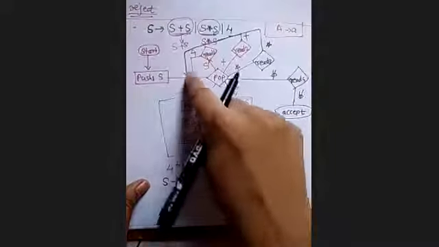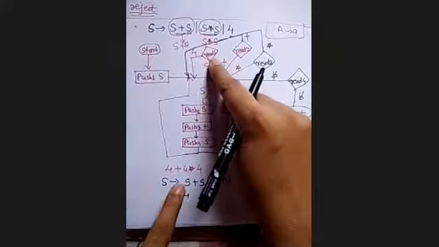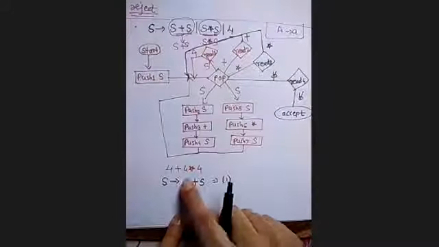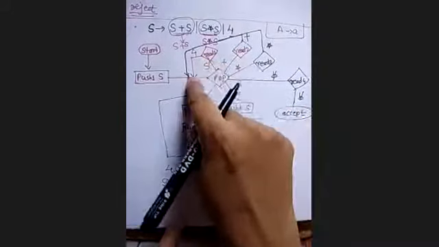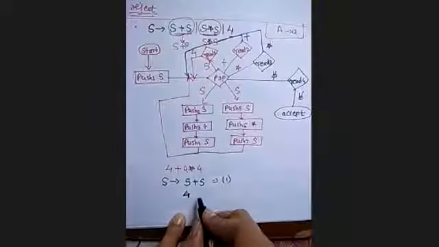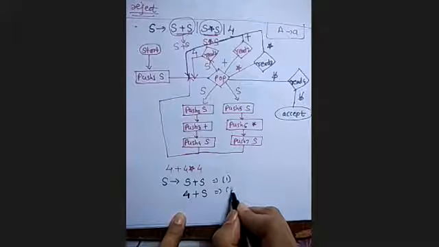This path will be followed. After that, if the pop symbol is S only, we'll read. Read means we'll also check whether the input is 4. So that's why we did this here: S derives 4. Our rule number 3 is applied here. We'll get 4 plus S after applying rule number 3.